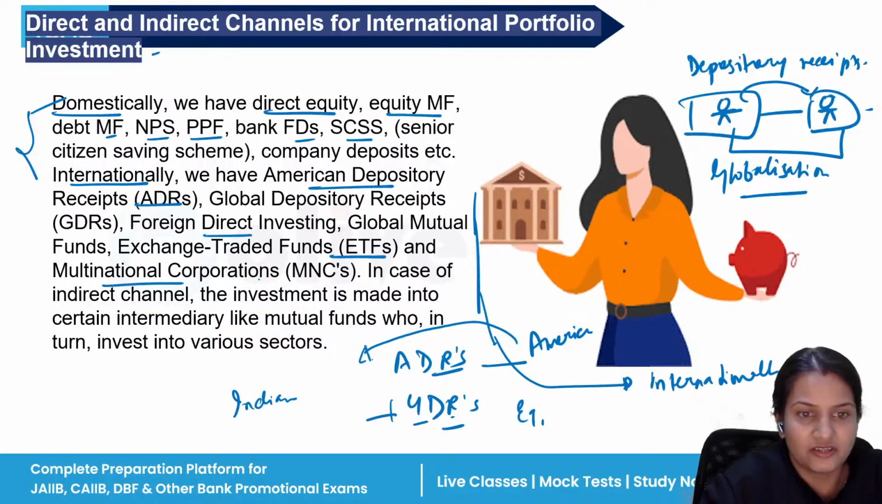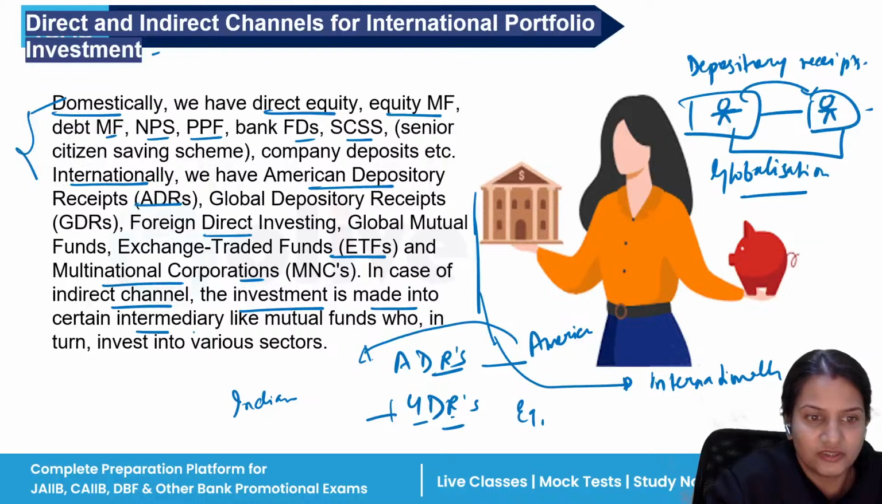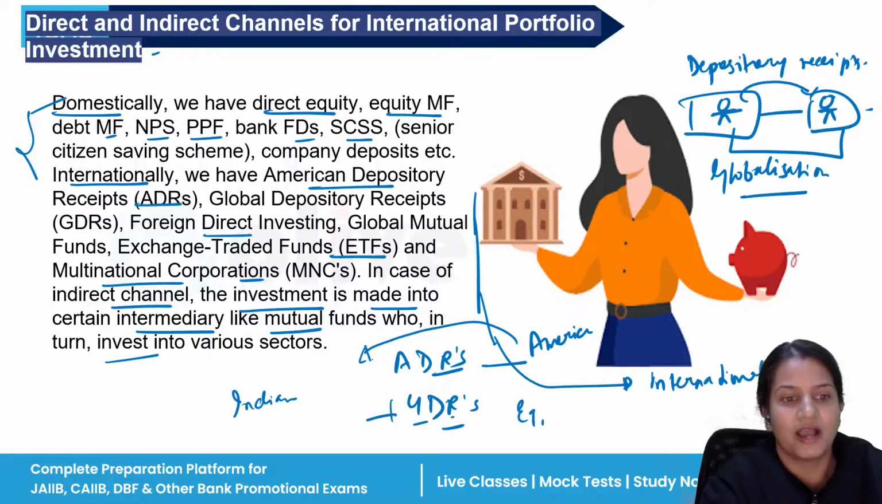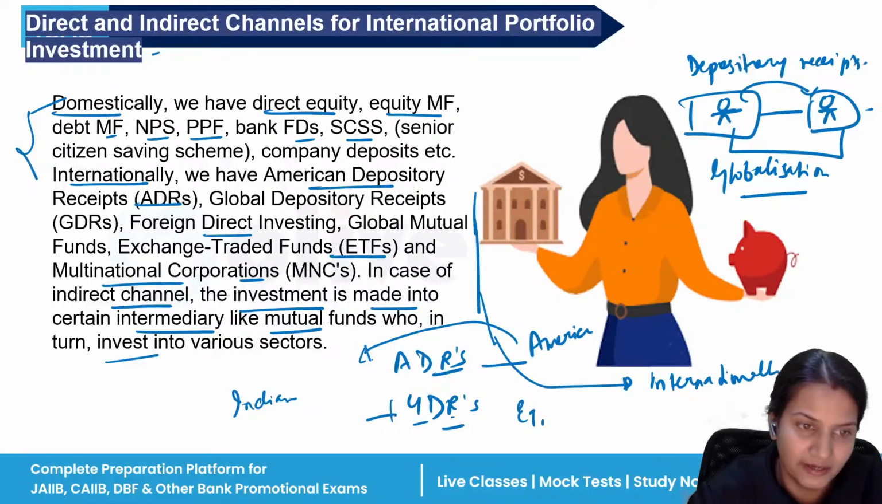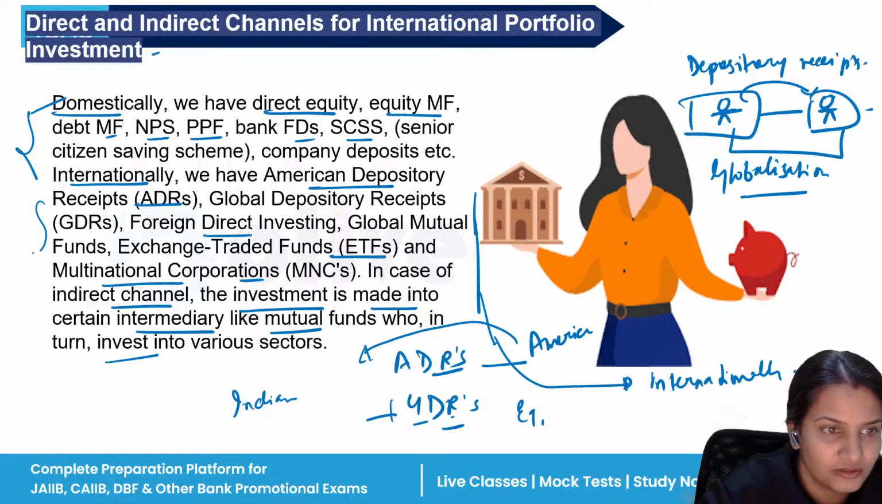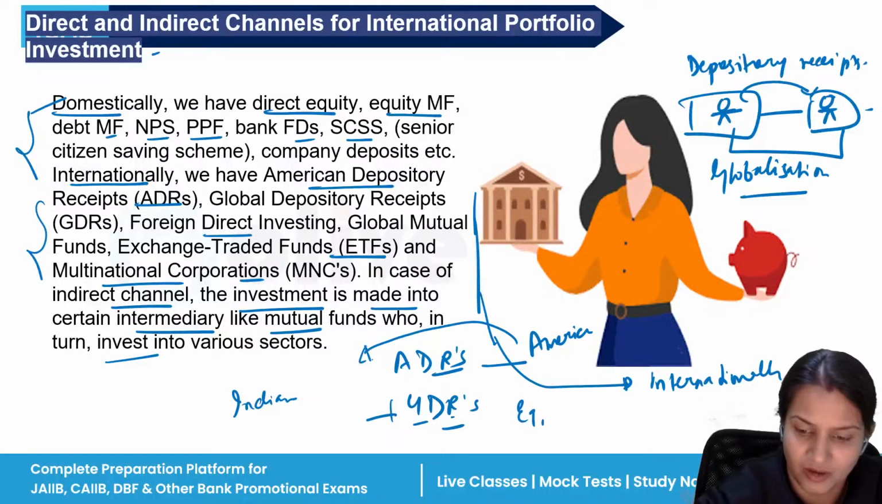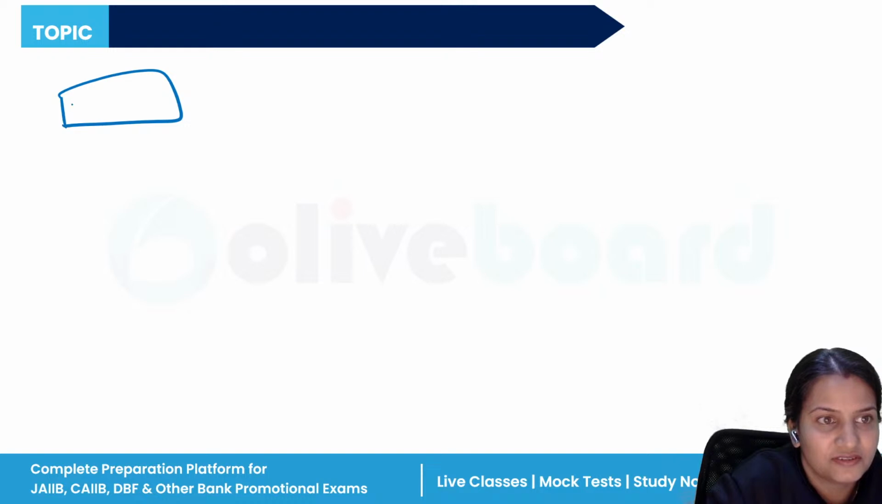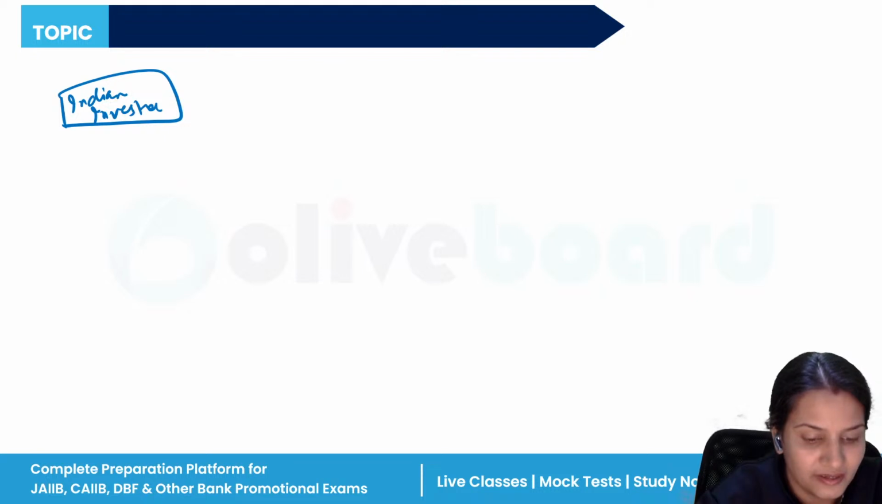Now, multinational corporations, in case of an indirect channel, the investment is made into certain intermediary mutual funds, who in turn invest into various sectors. So we have different indirect channels as well. These are all the direct channels. Now, what is an indirect channel? Suppose, let's take an example. This is an Indian investor. Here is one Indian investor.